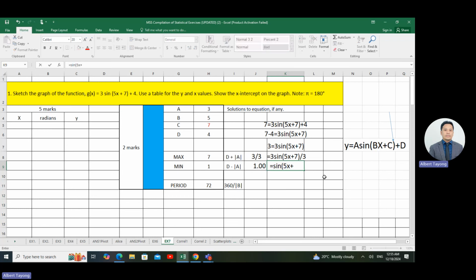5x plus 7. Okay. When you are not solving and you're using an equal sign plus any expression, you have to press space first before you key in the sign symbol. Otherwise, it will calculate and it's going to produce an error.